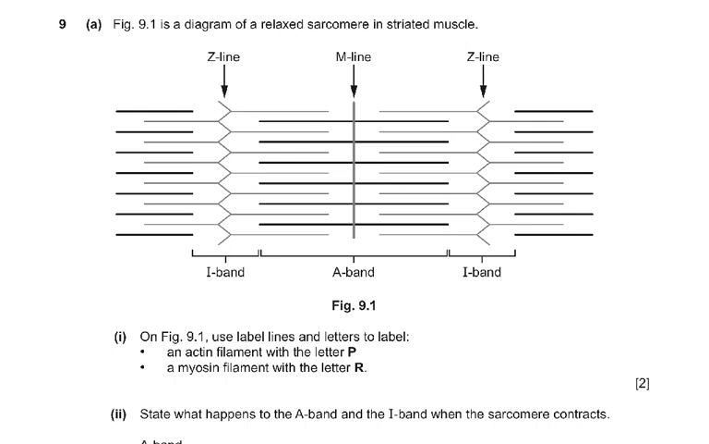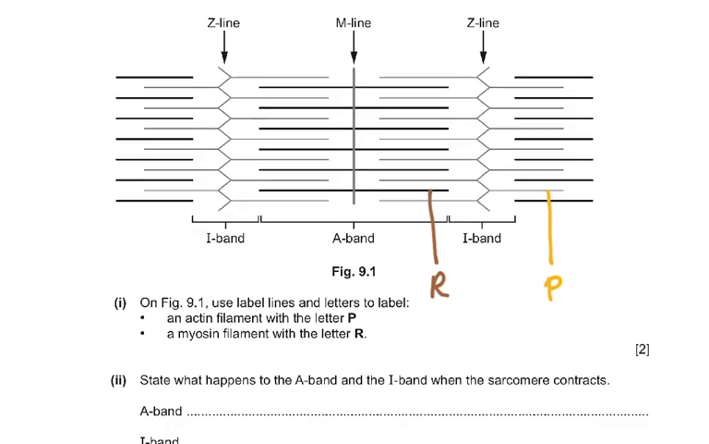So let me just call this, this is the dark one, so this would be the R. Any one of these could be. An actin filament would be the P. So this would be the actin filament, and you label it with a P. So pointing to the thin filament P and R to the thick filament. Now that was 2 marks.